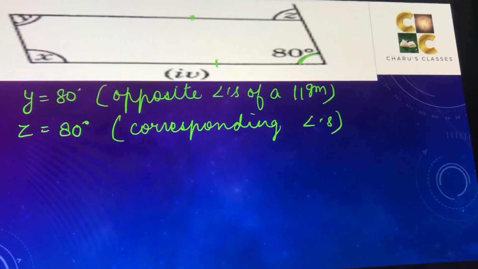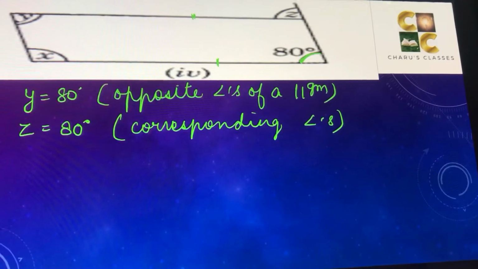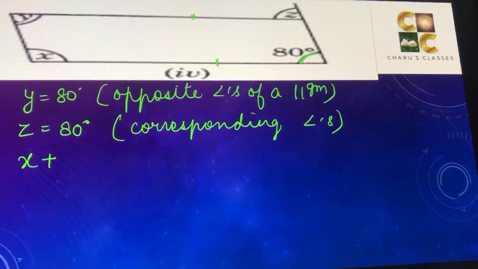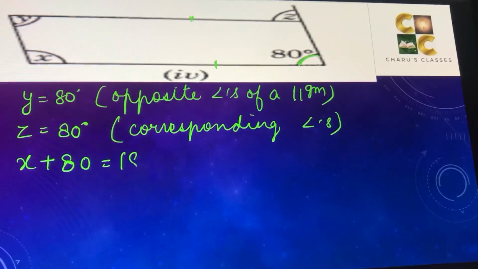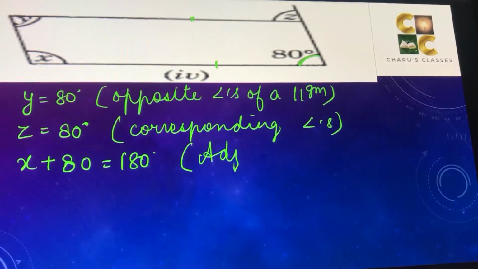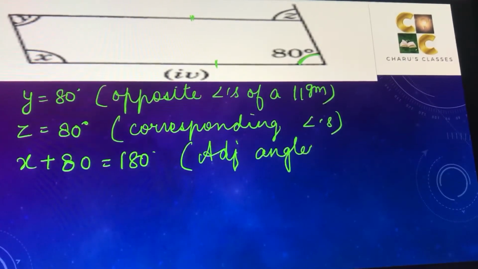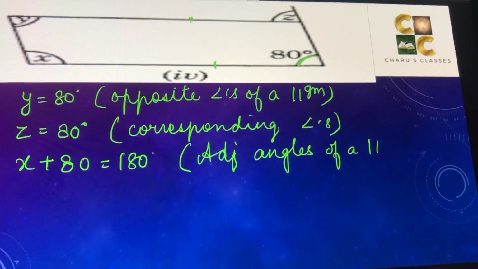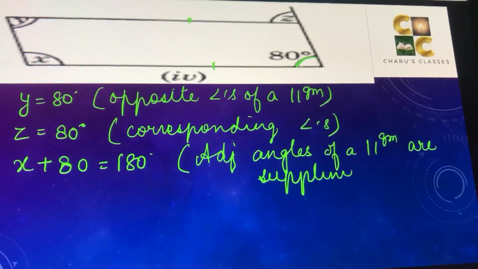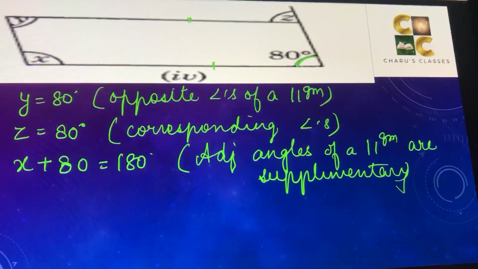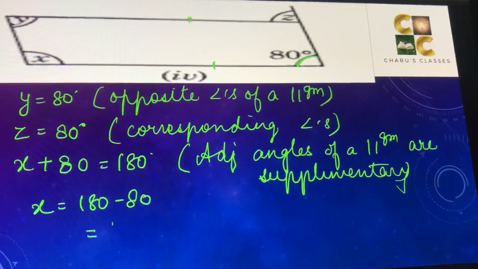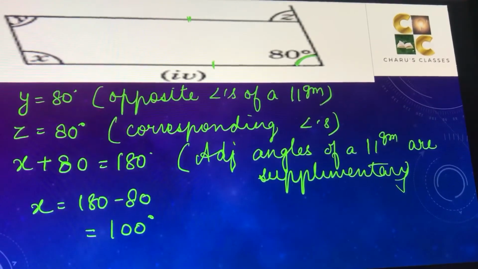Now we are just left with x. 80 and x are adjacent angles, वो side by side है, and we know that x plus 80 will be equal to 180. The property used here is that the adjacent angles of a parallelogram are supplementary. So x is equal to 180 minus 80 degrees, which is 100 degrees.